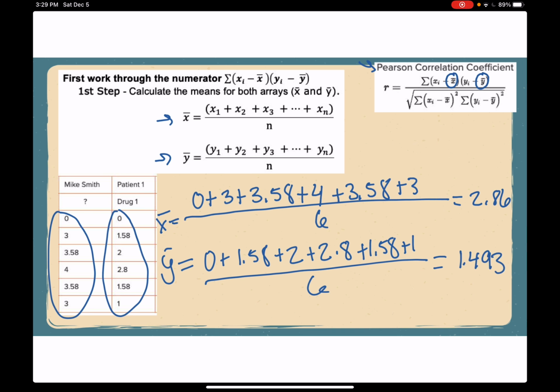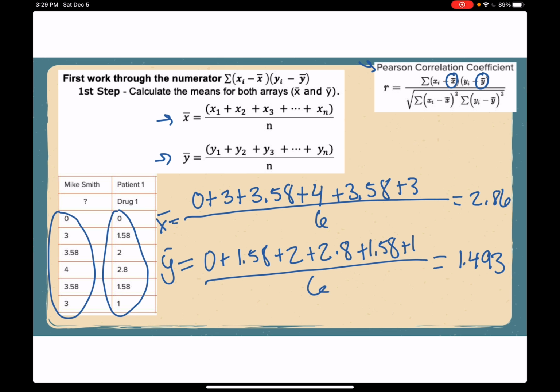1.493. So now we can plug in 2.86 into our mean X over at the top here. 2.86 goes right there, and 1.493 goes right there. So just make sure you label and circle these numbers on your work so that when you need to plug it in, we can go back to it.